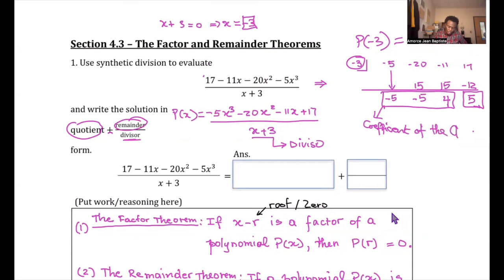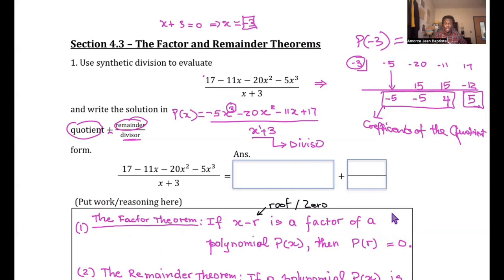Those are the coefficients of the quotient. Now, how do we find the power of the quotient? We divided a polynomial of degree 3 by a polynomial of degree 1.